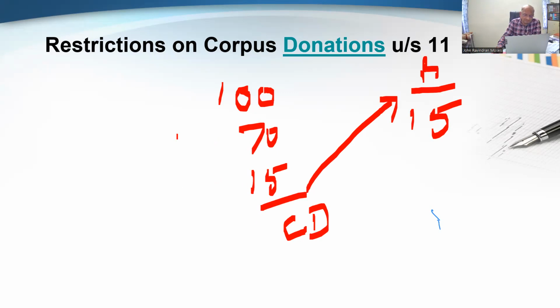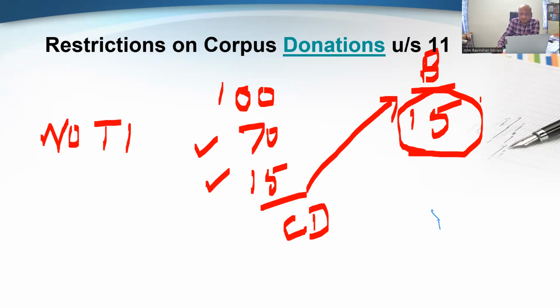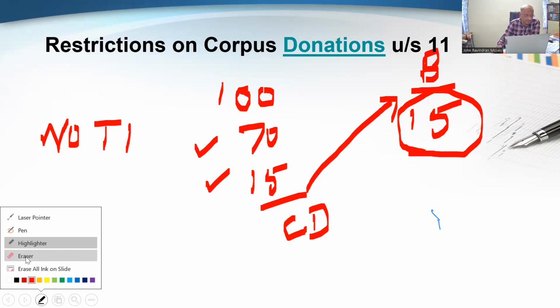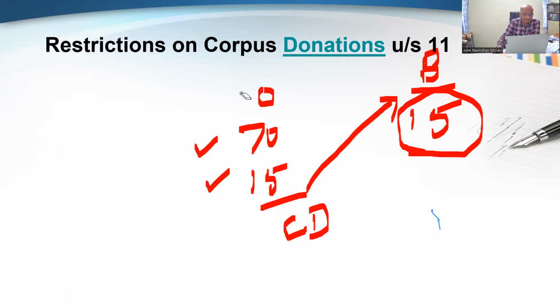When they contribute this as corpus donation, before this amendment, this was allowed as application, so there was no taxable income. So they need not worry about taxes. Here, trust B also, when they receive this amount, it is corpus donation, so they need not worry about the application part of it. So double benefit was available. So the government said you cannot have double benefit. Only one of you will get the benefit.